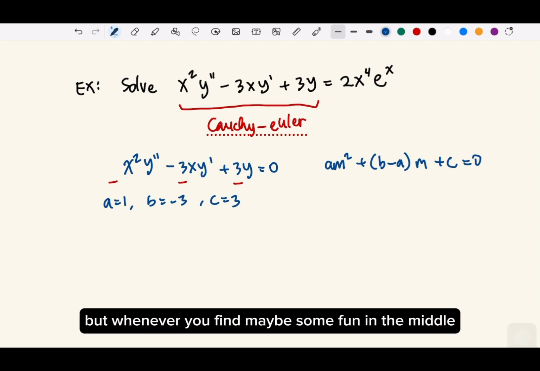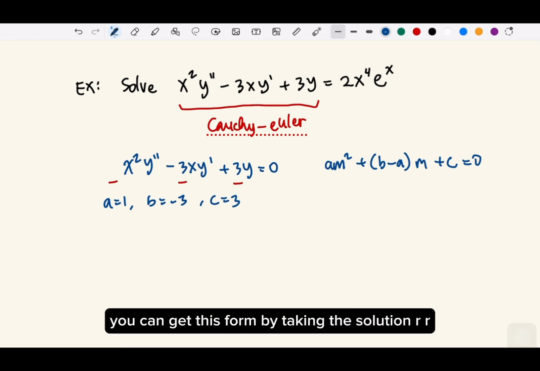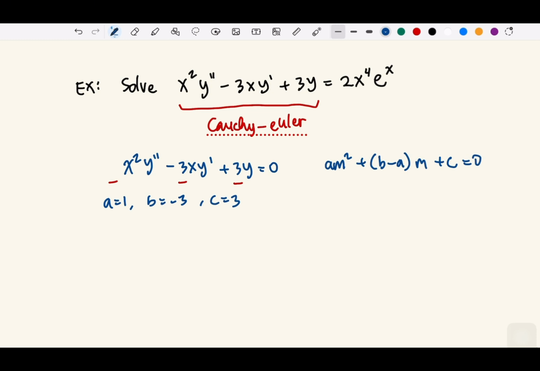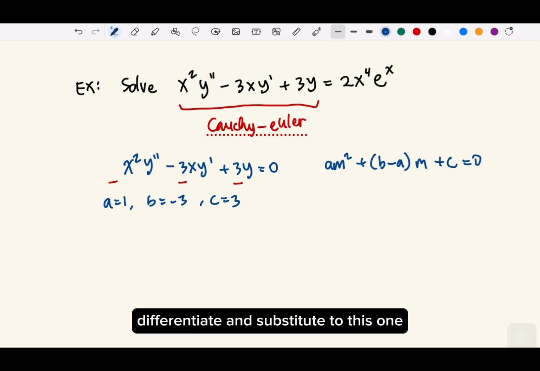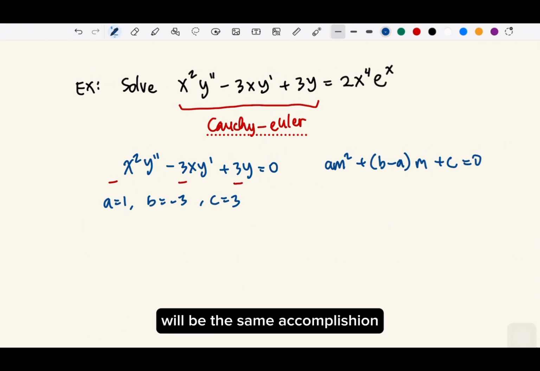But whenever you find, maybe sometime in the middle, that you don't write the notes and you forget this part, you can get this form by taking the solution as y equals x to the power of n, differentiate, and substitute into this one. It will be the same conclusion.